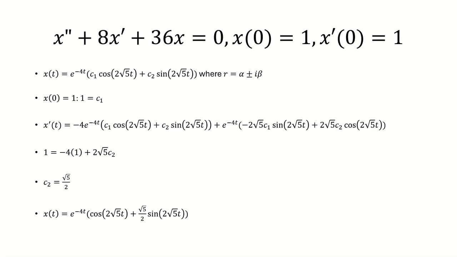So then putting it all together, we have x of t is equal to e to -4t times the quantity cosine of 2 root 5 times t plus root 5 over 2 times sine of 2 root 5 times t. And that's our final answer.